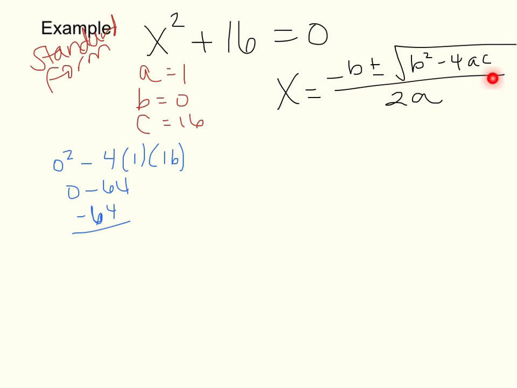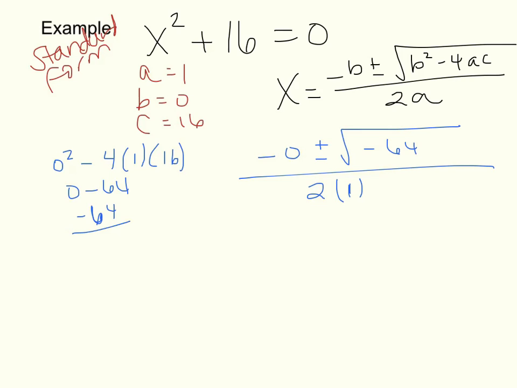Okay, so now I'm going to go back and make sure I plug everything into my quadratic formula. So negative b, which is negative 0, plus or minus the square root, and I already found my discriminant over here, negative 64, over 2 times my a, which is 1, so it's just 2.